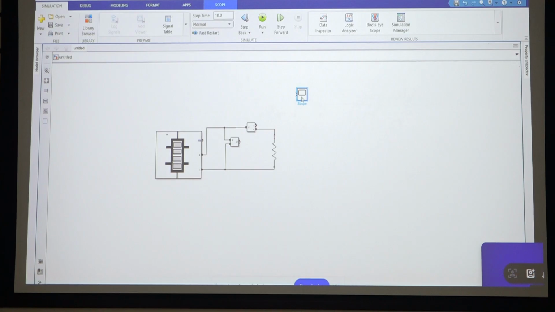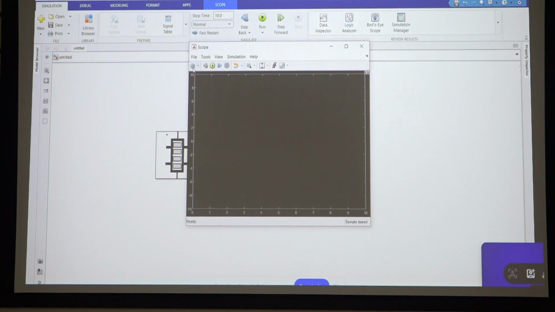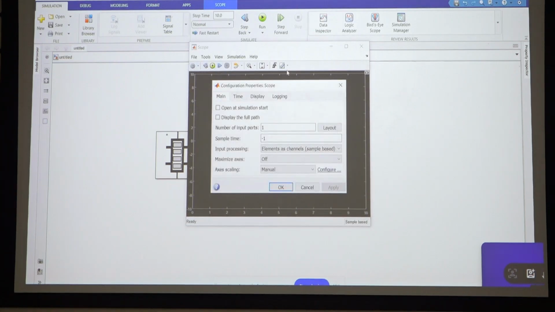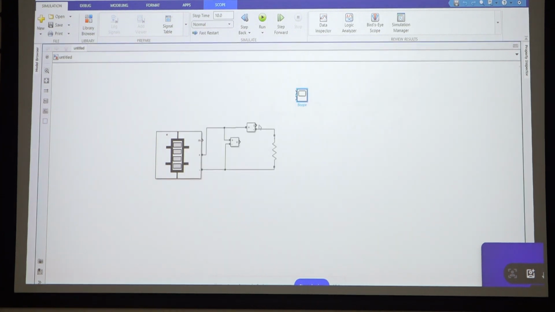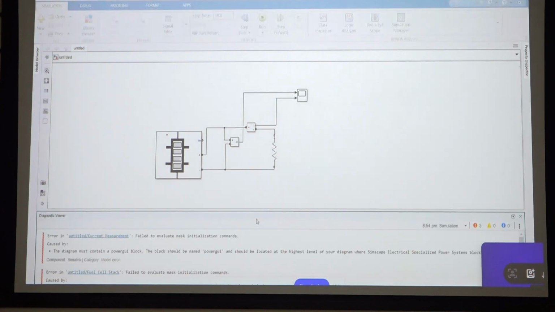Double click here, so we can change its properties, many things. The way we want to observe the results, we can set. For example, we are taking two scopes here. The layout should be like this, vertical. You see there are two scopes. If we want to see current in the bottom scope, just connect it, and voltage we can see in the top scope. Now if we click run, you see there is an error.